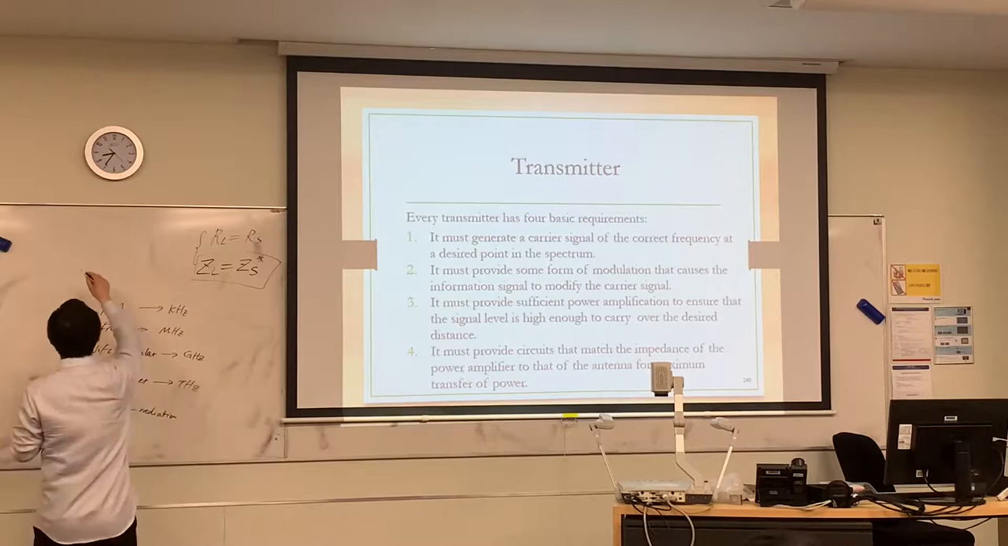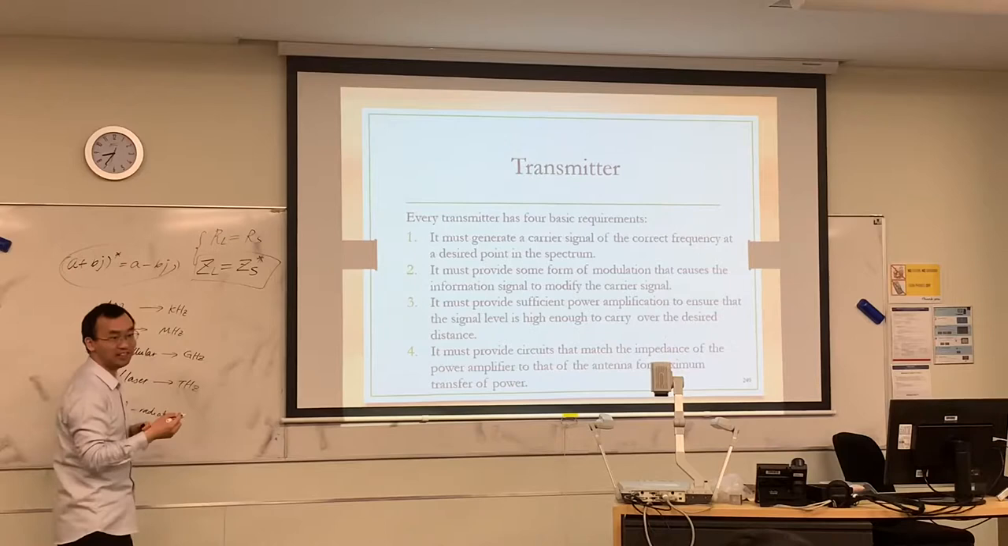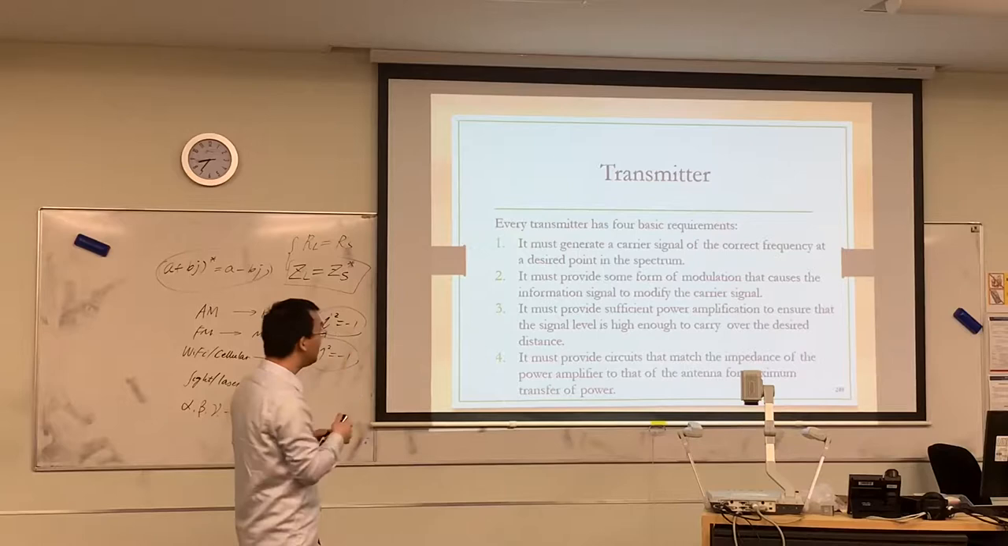Conjugate, you learn in mathematics, right? So the conjugate of A plus Bj is A minus Bj. Some students will ask, what is j? Remember, j, these are the complex numbers. I do complex numbers, right?